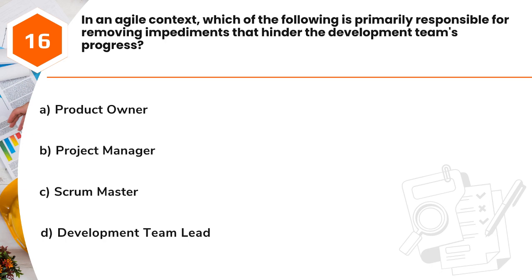In an Agile context, which of the following is primarily responsible for removing impediments that hinder the development team's progress? A. Product owner. B. Project manager. C. Scrum master. D. Development team lead.